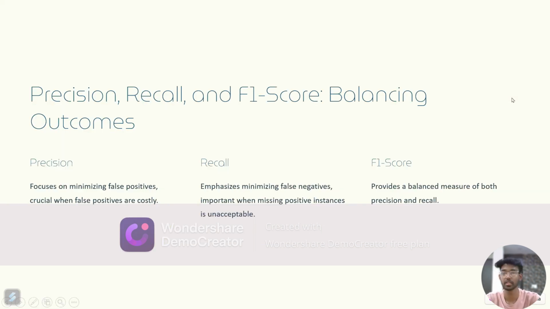Now, moving to the next slide, precision, recall and F1 score. What are they and what are they used for? They are basically used for balancing the outcomes. Now, precision focuses on minimizing false positives, crucial when false positives are costly. Recall emphasizes minimizing false negatives, important when missing positive instances is unacceptable. F1 score provides a balanced measure of both precision and recall.